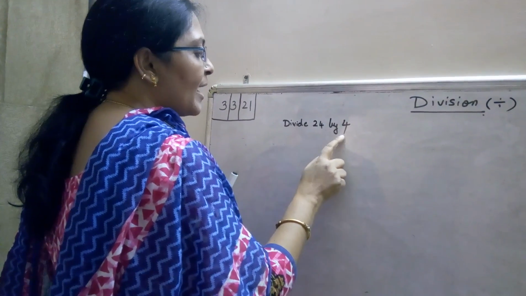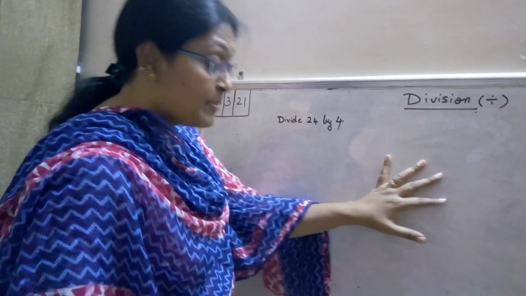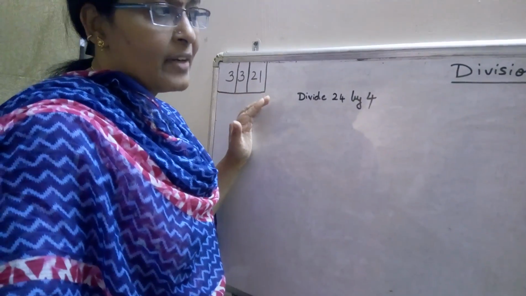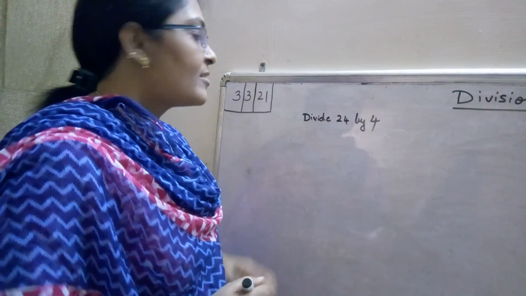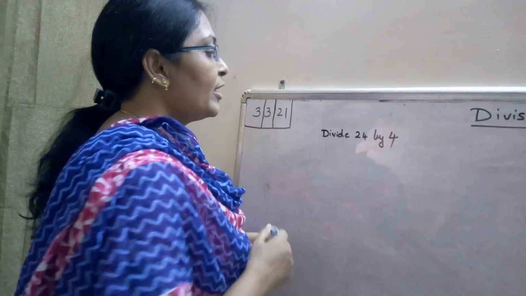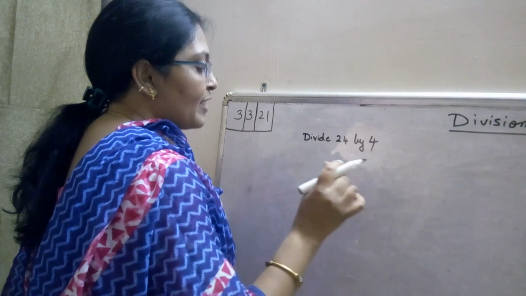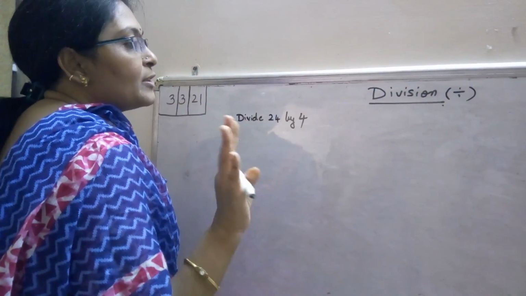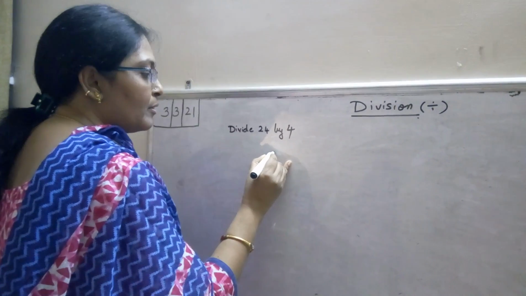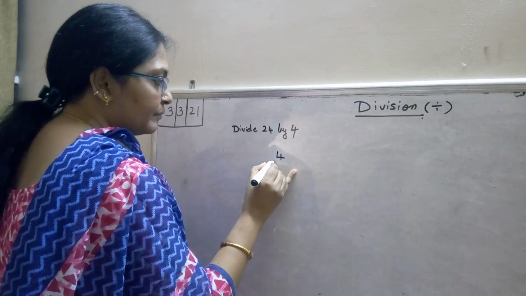Divide 24 by 4. First, before everything, what is the date today? 3/3/21, 3rd March. See, the month is 3rd and the date is also 3rd. We are going to do division in a different manner today. I already told you there are 4 types of ways to write a division, is it not? We are going to do it in this manner.